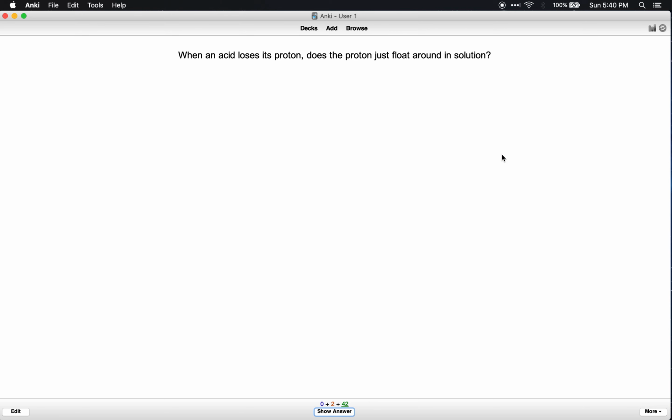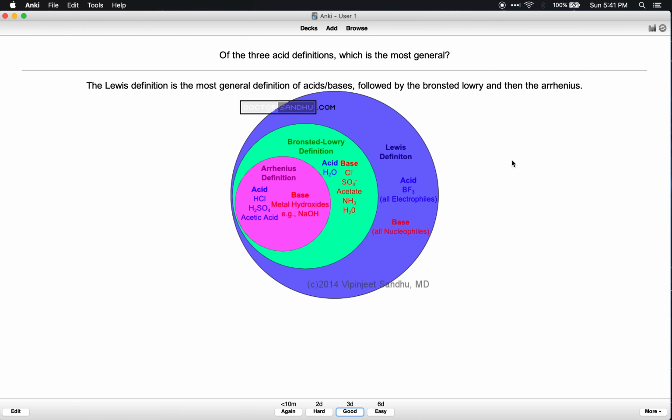When an acid loses a proton, does the proton just float around in solution? Typically we think it just floats around in solution freely, but it actually reacts with water to form hydronium. Of the three acid definitions, which one is the most general? Arrhenius is the most specific, then it goes Bronsted, then it goes Lewis.